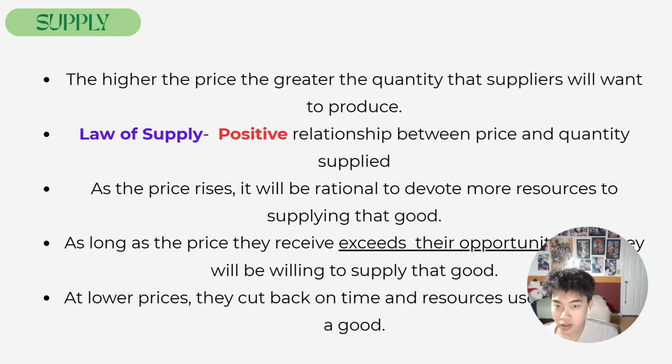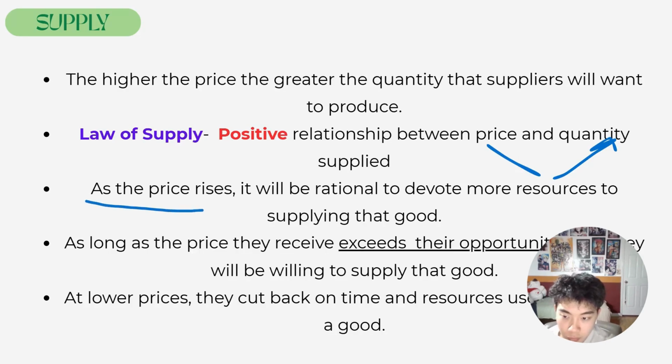The higher the price, the greater quantity the suppliers will want to produce. This is called the law of supply. It's a positive relationship. Remember that demand is a negative relationship. So as your price increases, the quantity supplied increases. This is a positive relationship.